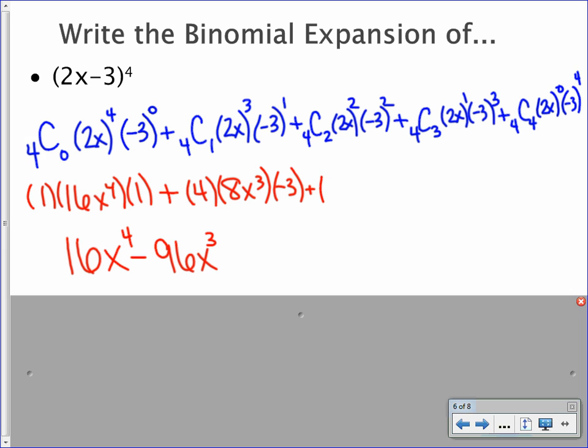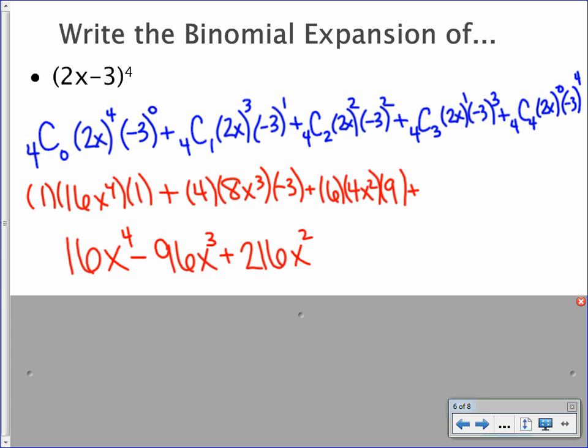6. 2x the quantity squared, 4x squared. And negative 3 squared, positive 9. So our third term is a positive 216x squared. Okay.